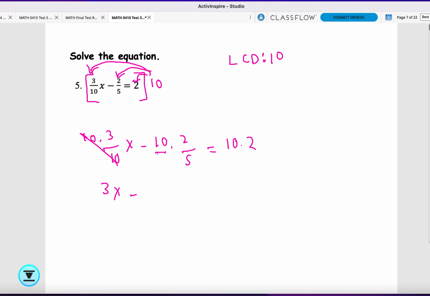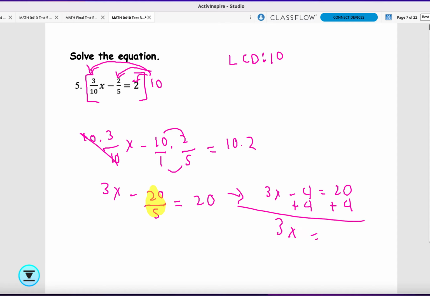Here, however, it's not going to cancel out easily, so I'll just do the long way. 10 times 2 is 20. 1 times 5 is 5. 10 times 2 is 20. So 20 over 5, this becomes what? 20 over 5, 4, right? So this is the same thing as 3x minus 4 equals 20. Solve for x. Add 4 on both sides.